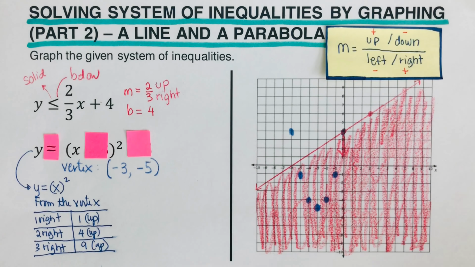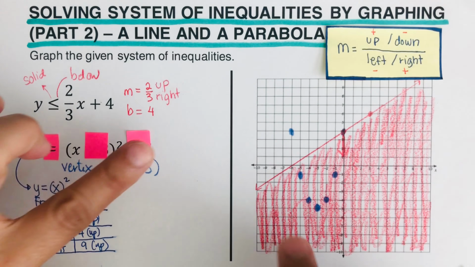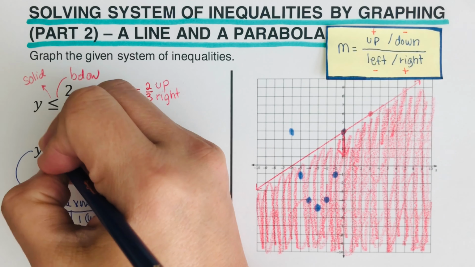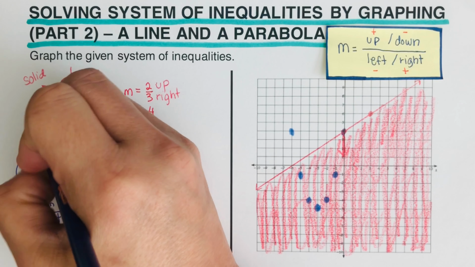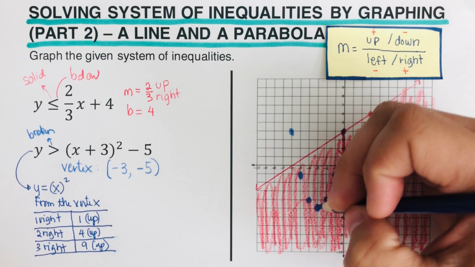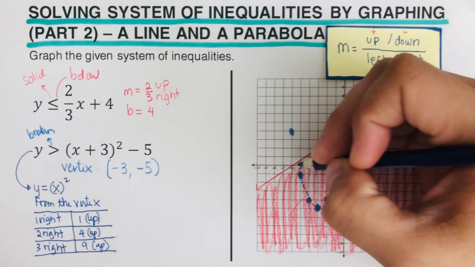Okay, so we're ready to sketch the graph. Now we remember that since there is no bar underneath, we are going to use a broken graph. So it's going to be a broken graph. And so we can sketch the broken graph right here.